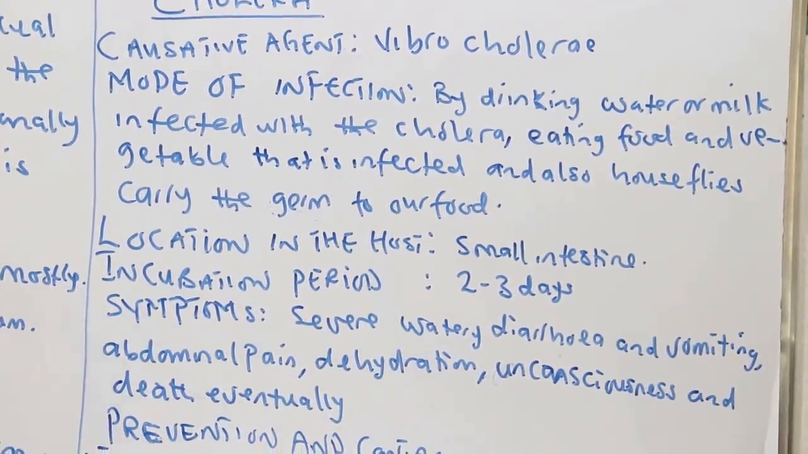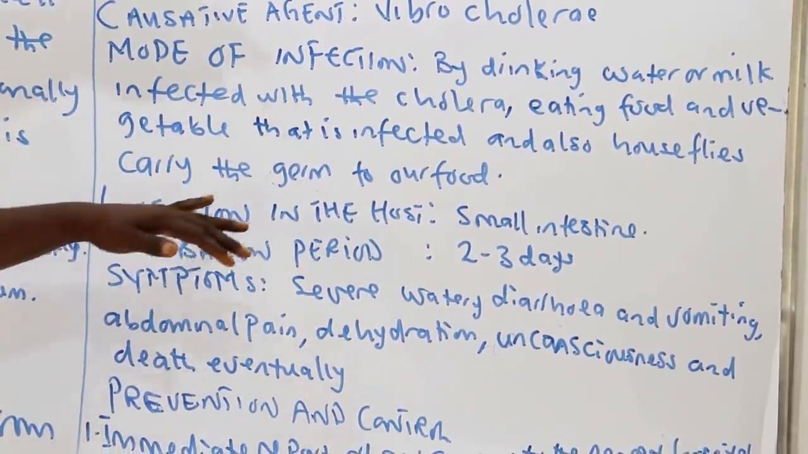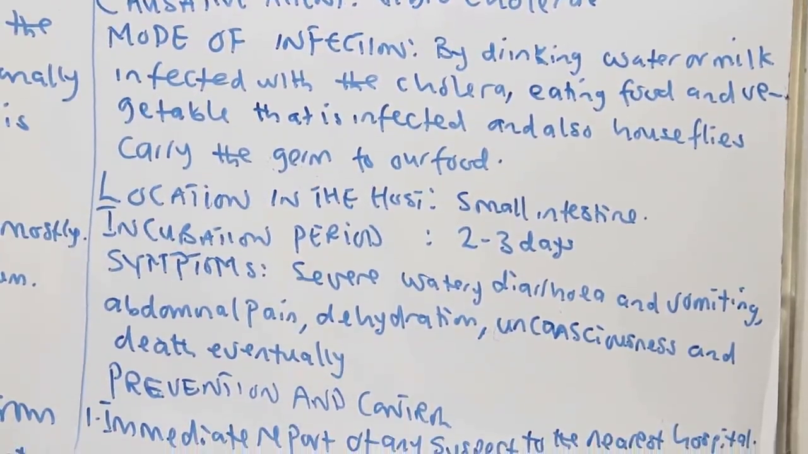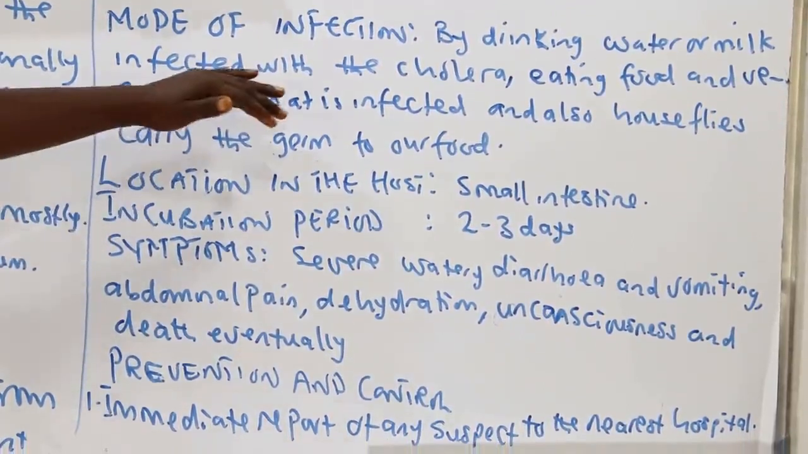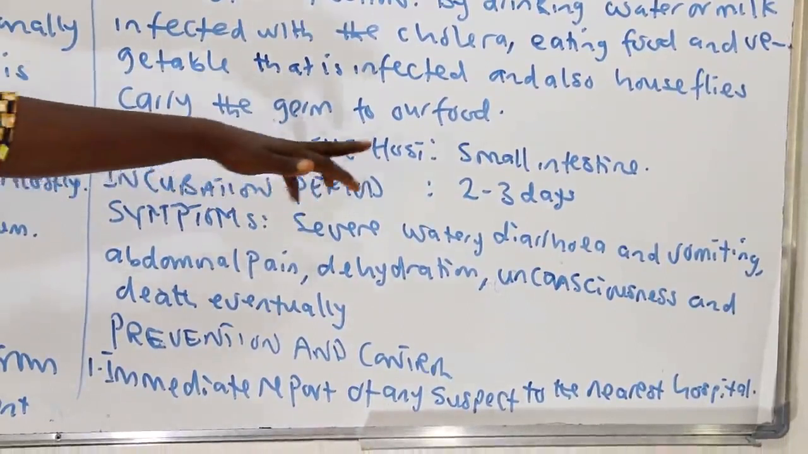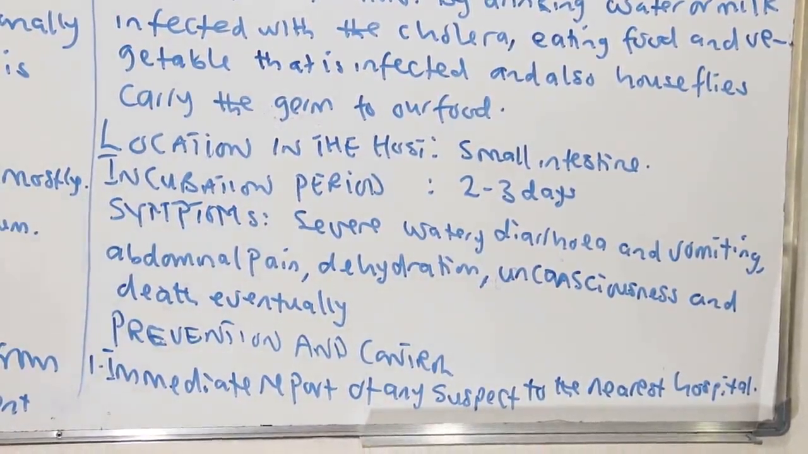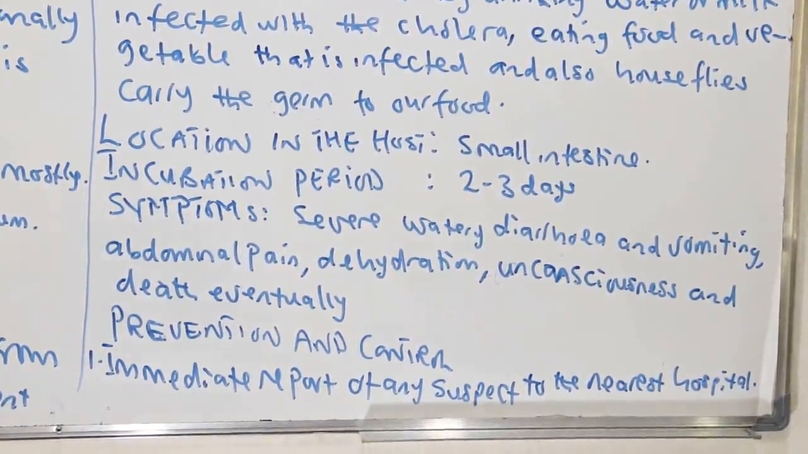And then once this bacteria gets into our system, the major target in the body of the host is the small intestine. That is the location in the host where this bacteria is found. So the major organ affected by this bacteria is the small intestine. And then the incubation period is about 2 to 3 days.